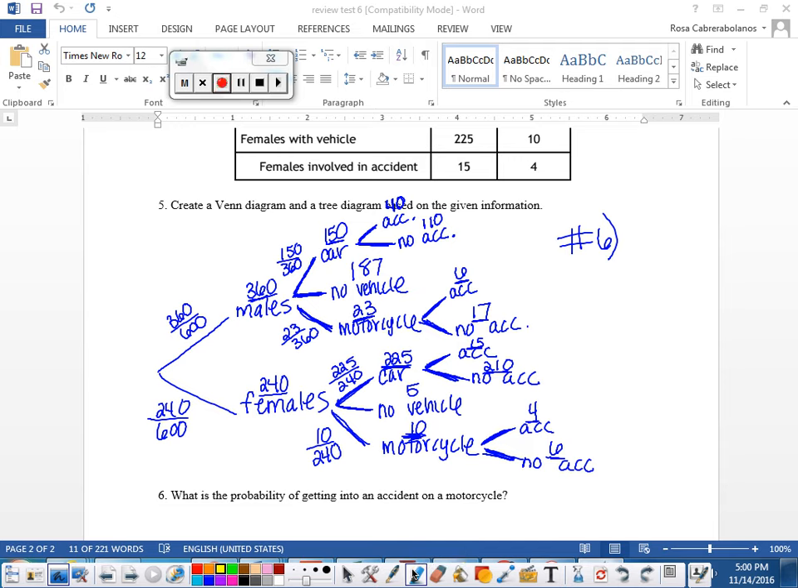If I go on the tree and I want to talk about the males getting in an accident on a motorcycle, I'm going to follow the male branch, the motorcycle branch, and the accident. So I'm going to multiply whatever I get as a decimal here, whatever I get as a decimal here, and whatever I get as a decimal there. Multiply those. I'm going to put that in yellow, whatever you get there. And then I'm going to add it to the females.